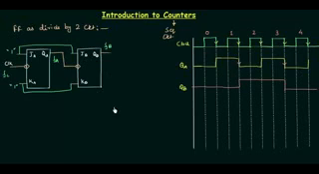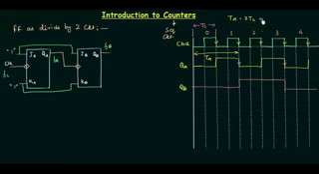Now you can check for the frequency. Here is the time period, let's say TC, and if I check for the time period of QA, and I will call it TA, you can clearly see TA is twice of TC.